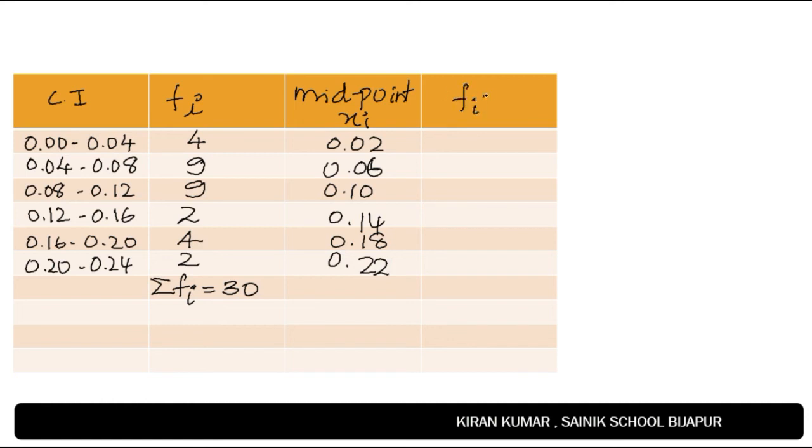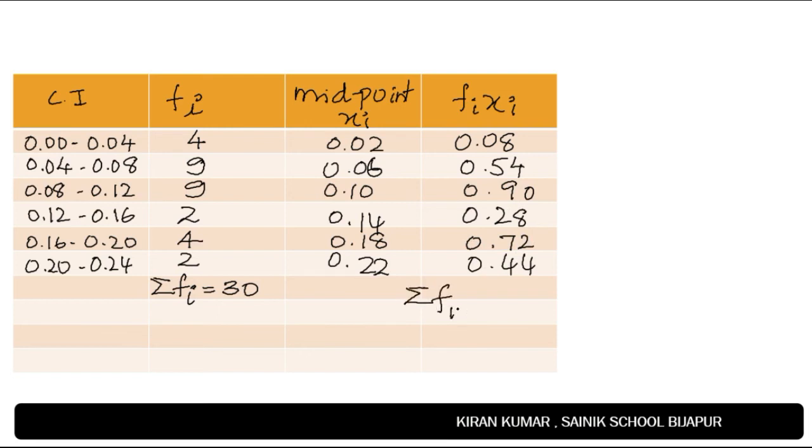And Fi Xi, the values are 0.08, 0.54, 0.90, 0.28, 0.72, 0.44. Let us add them up to get the sigma Fi Xi value. This will be equal to 0.08 plus 0.54 plus 0.90 plus 0.28 plus 0.72 plus 0.44, which will be 2.96.